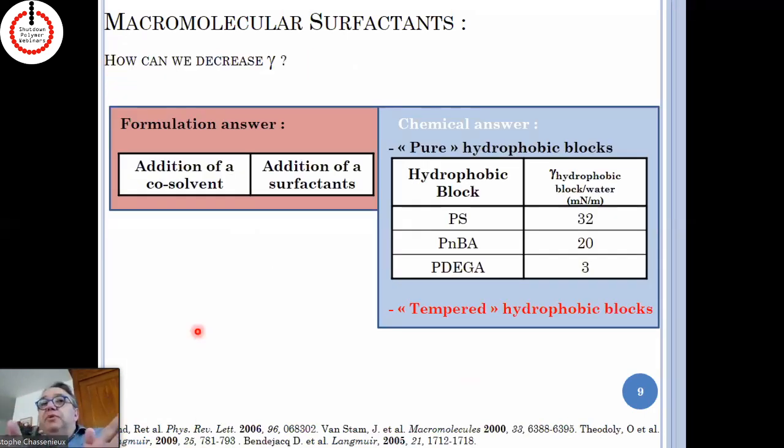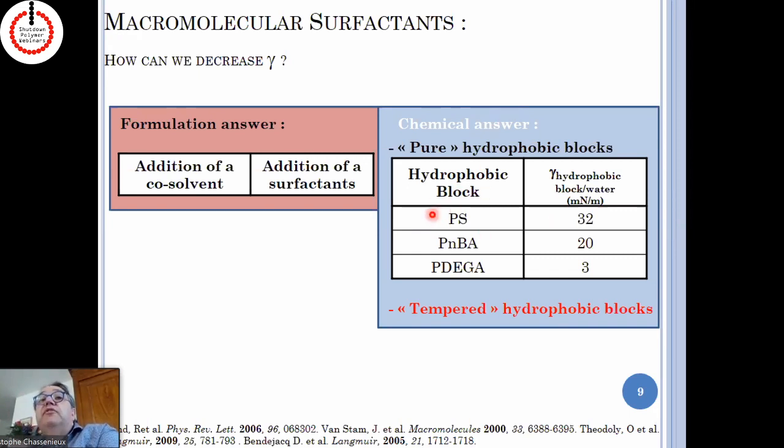So how can we decrease the surface energy? We can add a co-solvent. This is how you obtain, most of the time, self-assembly of block copolymers by using the nano-precipitation process. You can also add a surfactant that will decrease the surface tension of the hydrophobic block. But the big problem of both solutions is that as soon as you remove the surfactant or the co-solvent, you no longer have a system at equilibrium. Another way is to decrease the surface tension of the hydrophobic block with respect to water.